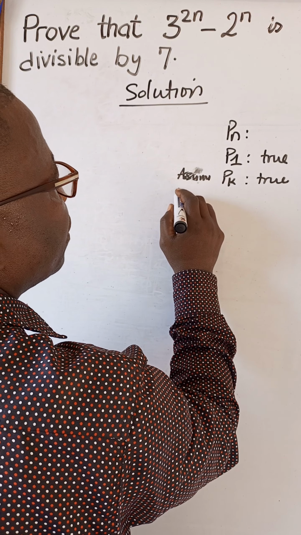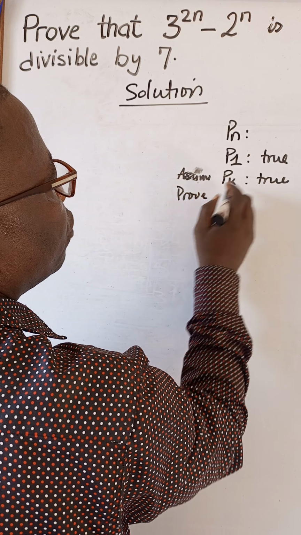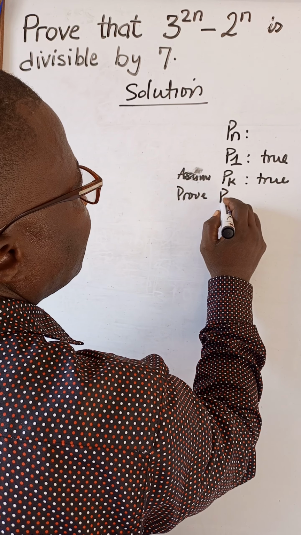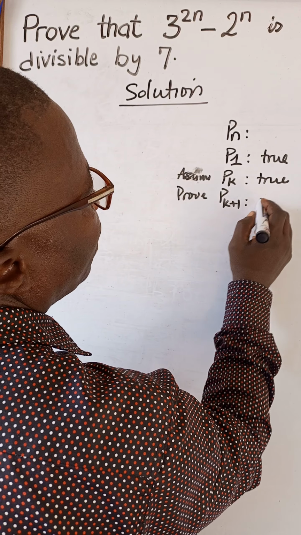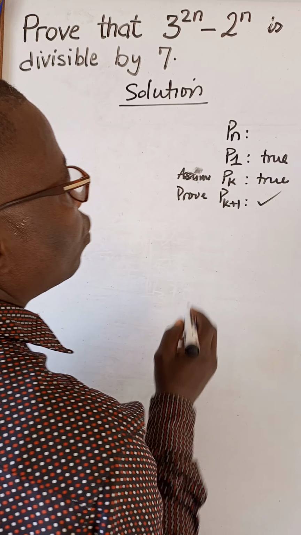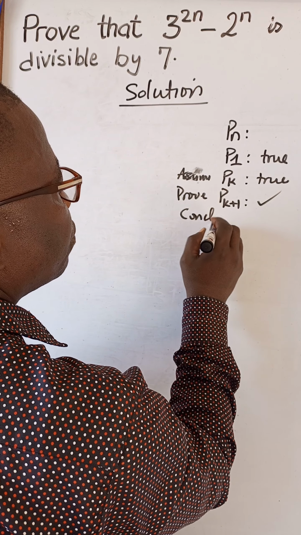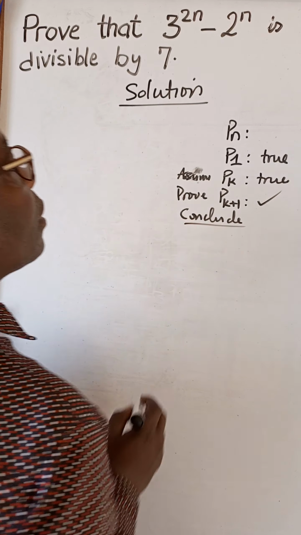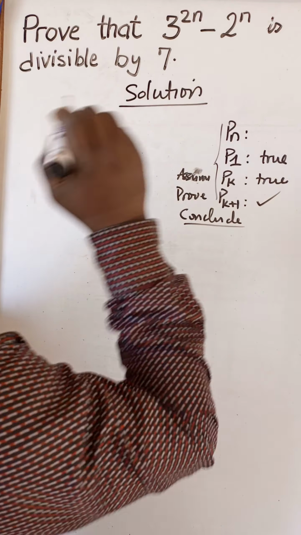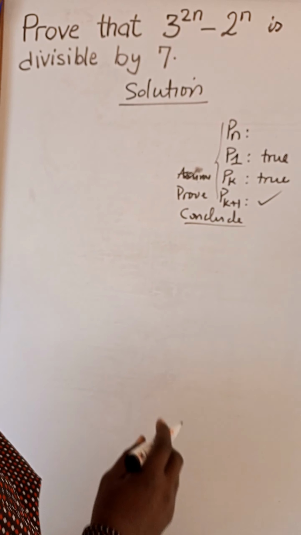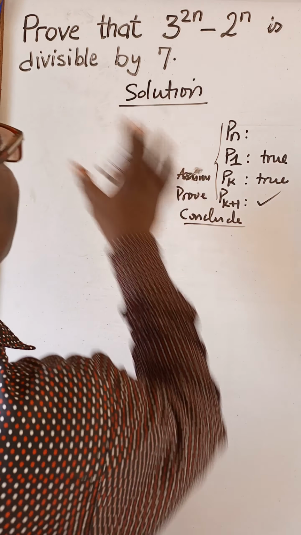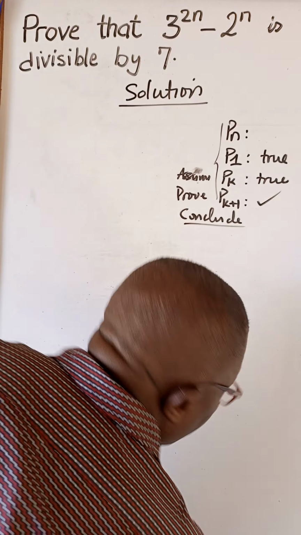And then we use this to prove that the statement is true for the next integer, which is Pk plus 1. The moment we show that that is true, then we can conclude. So these are the main steps for the proof by mathematical induction. Those are the steps that we're going to follow. So let's start.